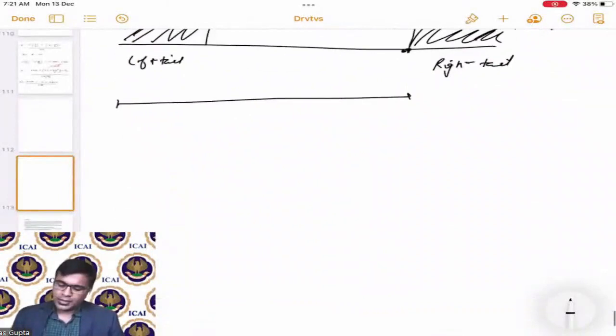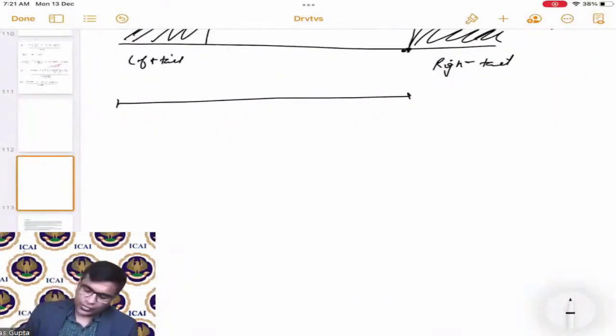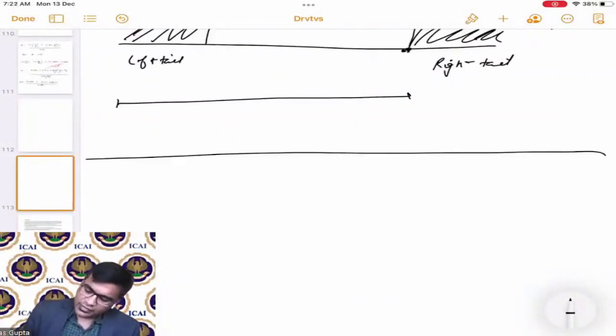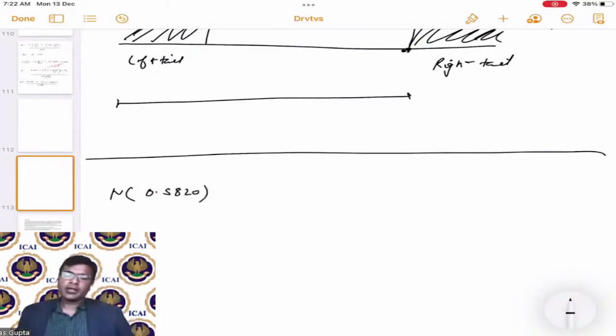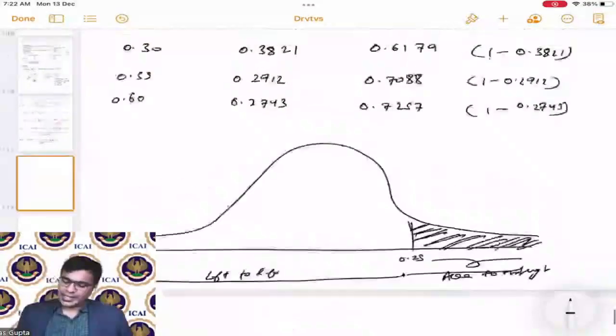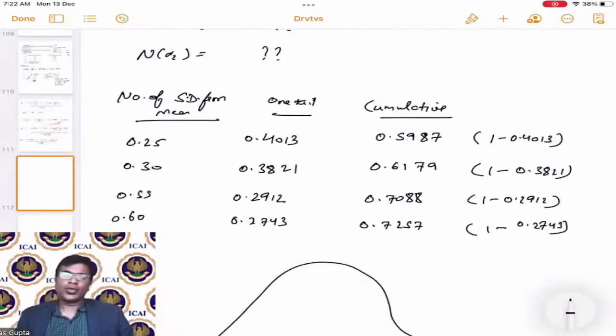Now, what is the value that we have to find? N(d1) is 0.5820. Now, do we know exactly what the value of 0.5820 is? No. We are given two different values from different ranges, 0.55 and 0.60. We will use both of them, apply the interpolation technique, and arrive at the middle value.